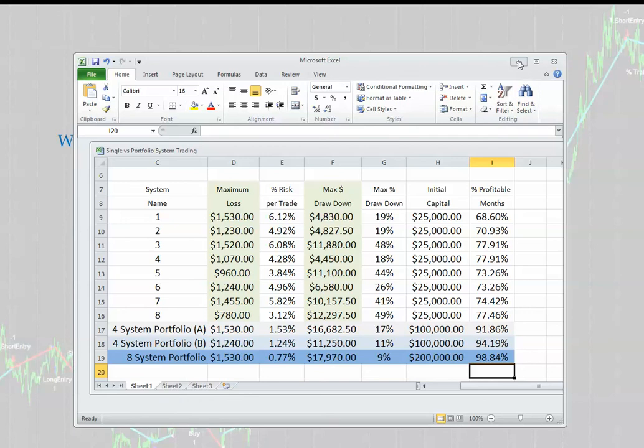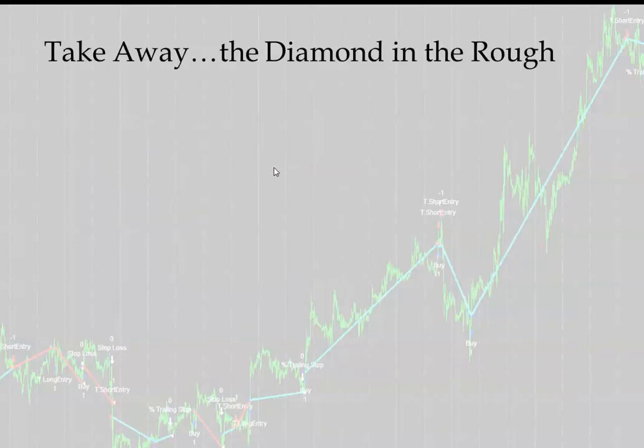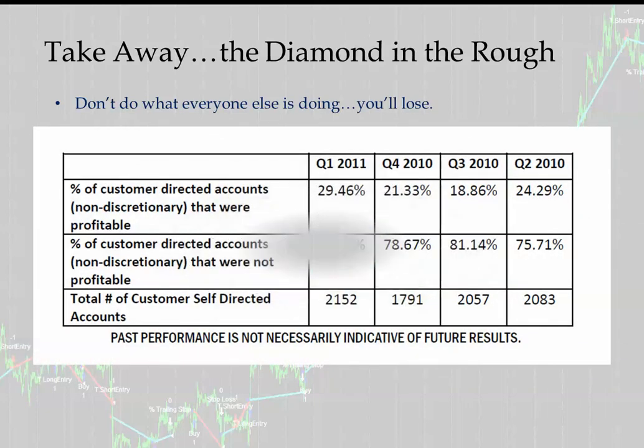So let me go back and give you a takeaway, a diamond in the rough, something that I've learned over years of trading automated systems. Don't do what everyone else is doing because you'll certainly lose. Here's something I've got from my trade journal. This was sent to me in one of the disclaimers for Forex when I set up a corporate account. And on the top, you see a percentage of customer-directed accounts that were profitable. You see these numbers? These people are doing things that these people are likely not.